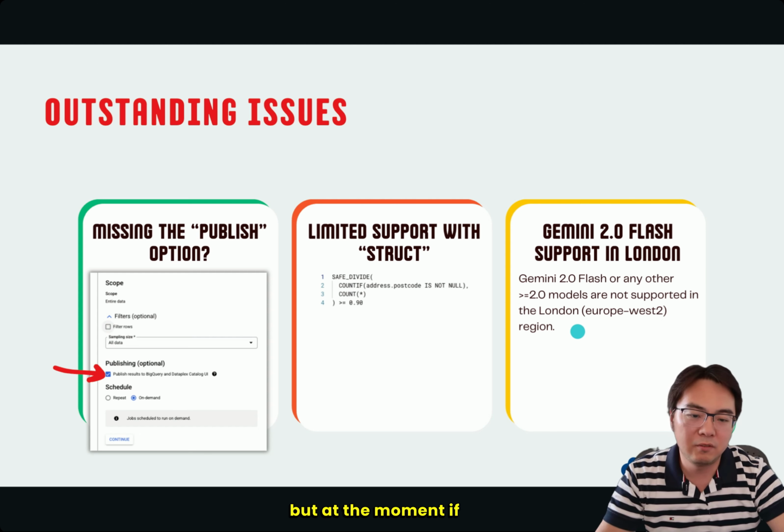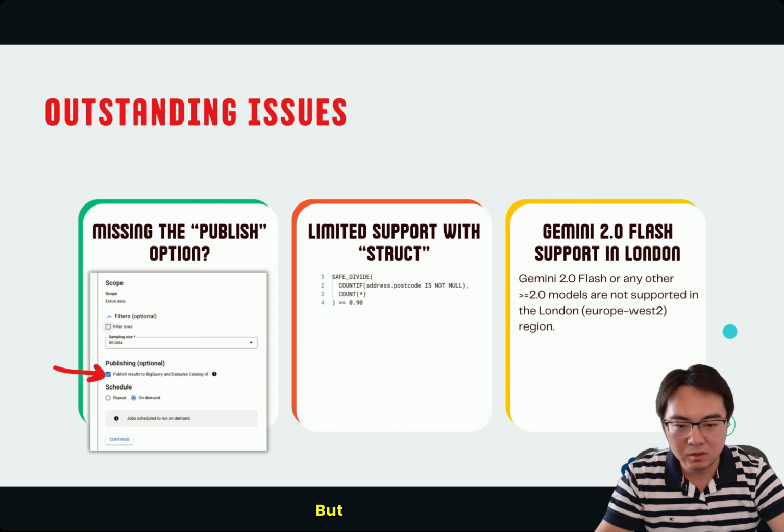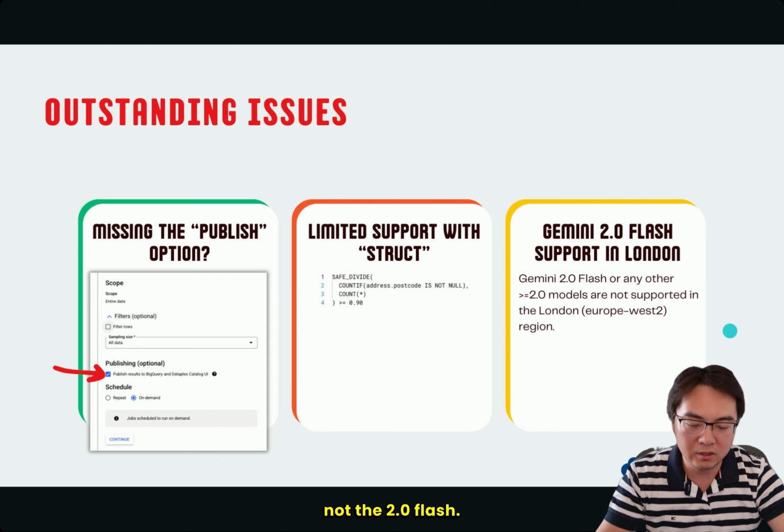But at the moment, if you have your data located in the London region, you're out of luck. This is the problem. I'm 100% sure this will be supported soon, because it doesn't make any sense, right? It'll be good if any Googlers seeing this video could maybe explain why this is not available in Europe West 2. This is why I had to use the 1.5 Flash models in this particular demo. It doesn't make much of a difference quality-wise, because I still was able to get what I needed. But I don't see why not. The 2.0 Flash should be supported in the London region, right?